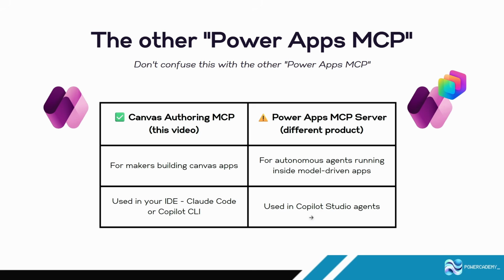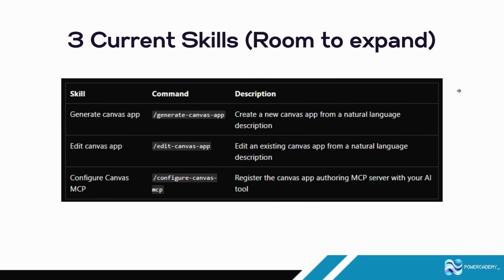I just wanted to distinguish this in case you've heard of the Power Apps MCP. That's not what we're talking about right now. We're talking about the Canvas Authoring MCP. So there are 3 current skills available to you that you can use within your IDE to create a Canvas app. We've got Generate Canvas App, which creates a new Canvas app from a natural language description.